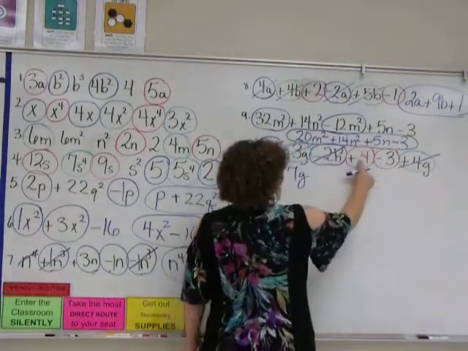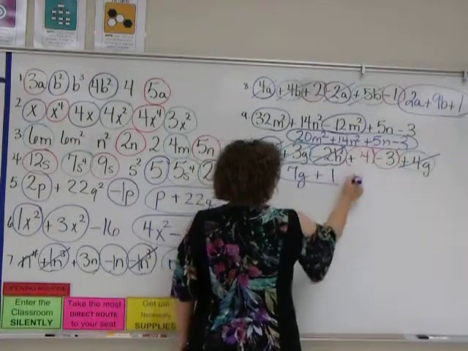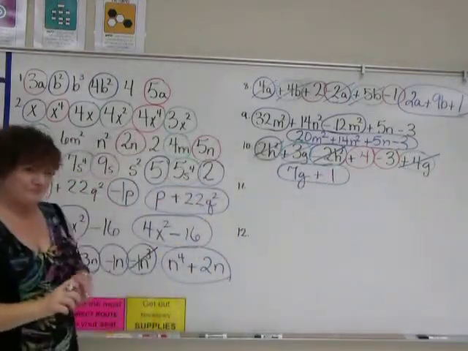And if I had 4 and I took away 3, how many do I have? 1. That's the answer to number 10.